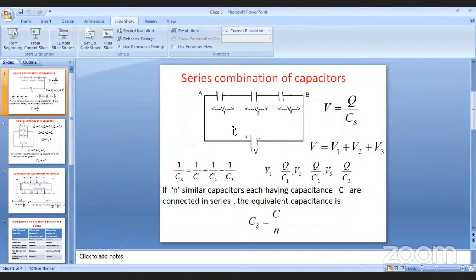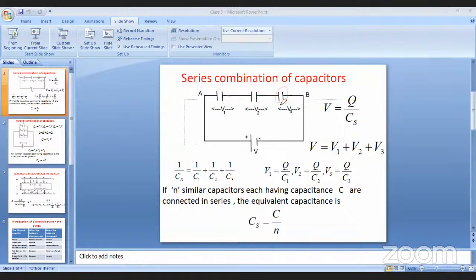So last class we started our discussion on capacitors. Now we are continuing with that. When you have a series combination of capacitors, what is meant by series combination? Here you see the capacitors are arranged like this, head to tail arrangement. You have one capacitor here, another capacitor here, and the third capacitor here.